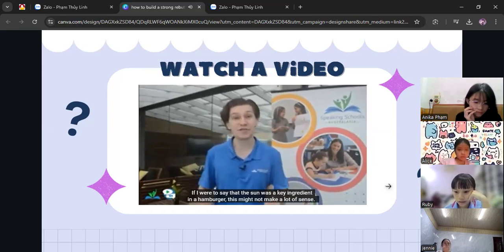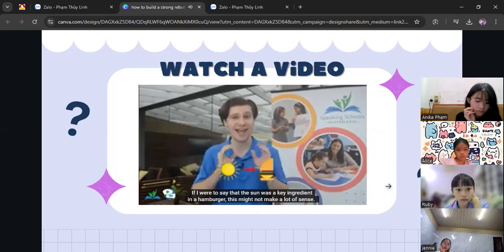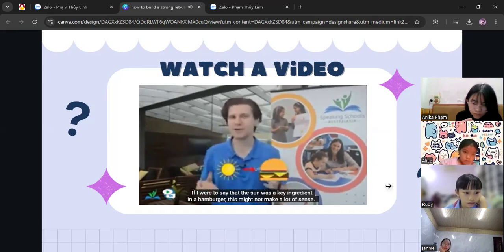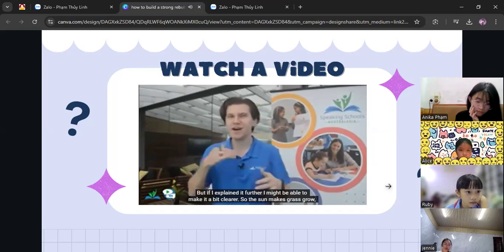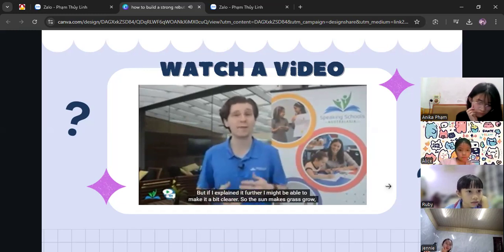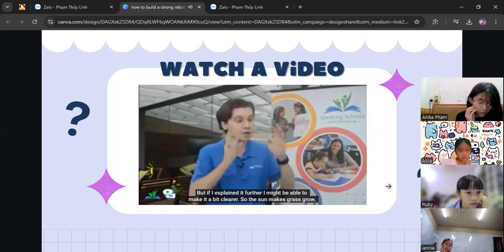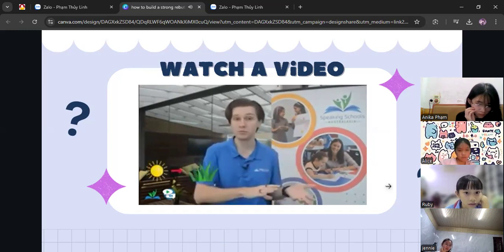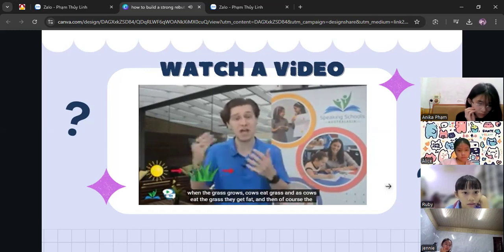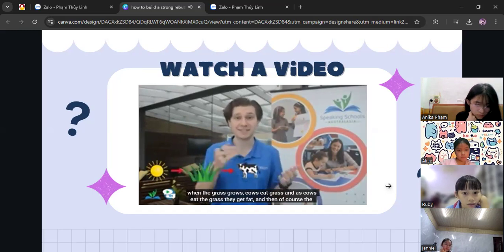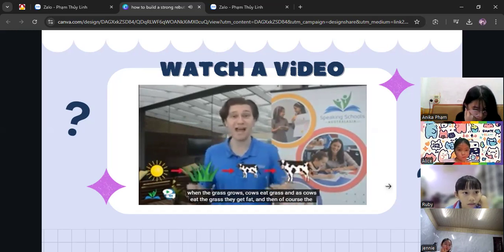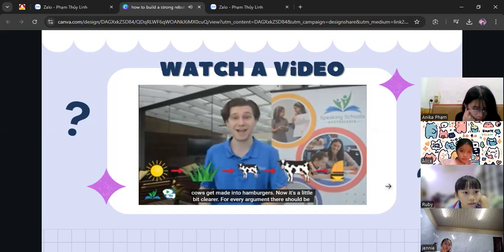If I were to say that the sun was a key ingredient in a hamburger, this might not make a lot of sense. But if I explained it further, I might be able to make it a bit clearer. So the sun makes grass grow. When the grass grows, cows eat grass. And as cows eat the grass, they get fat. And then, of course, the cows get made into hamburgers. Now it's a little bit clearer.